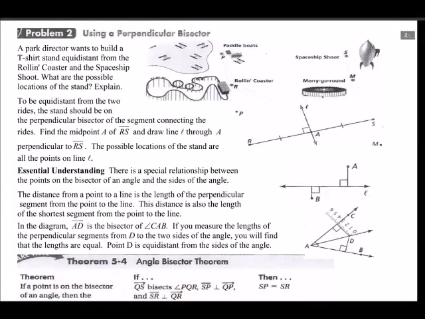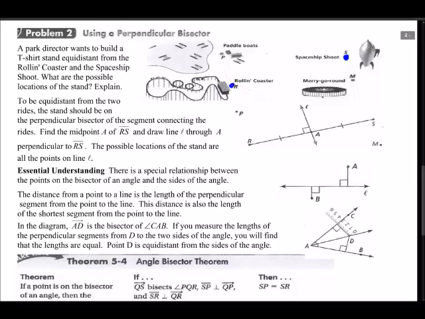Now, how do we use this in the real world? Well, this is a good one. This is a really nice idea. This is a good, useful geometry idea. We have an amusement park here. We've got our paddle boats and our rolling coaster and our spaceship chute and our merry-go-round. And we know that our two most popular rides are the rolling coaster and the spaceship chute.